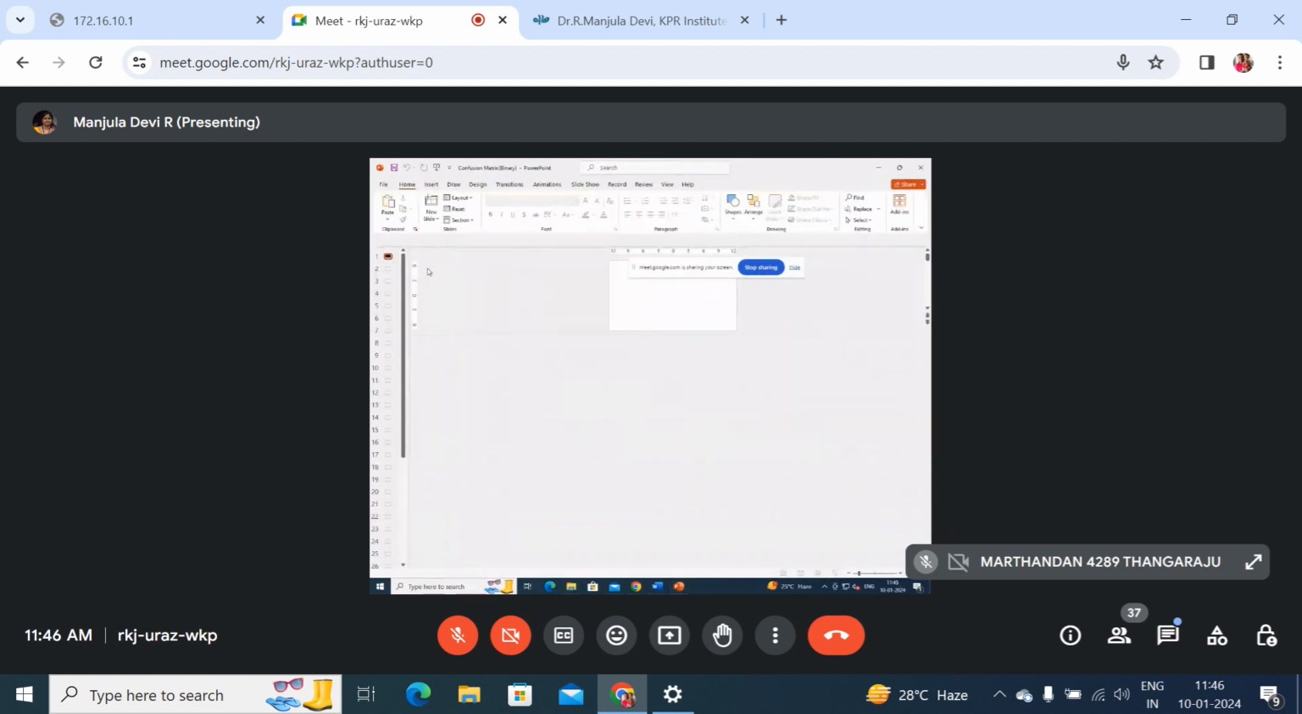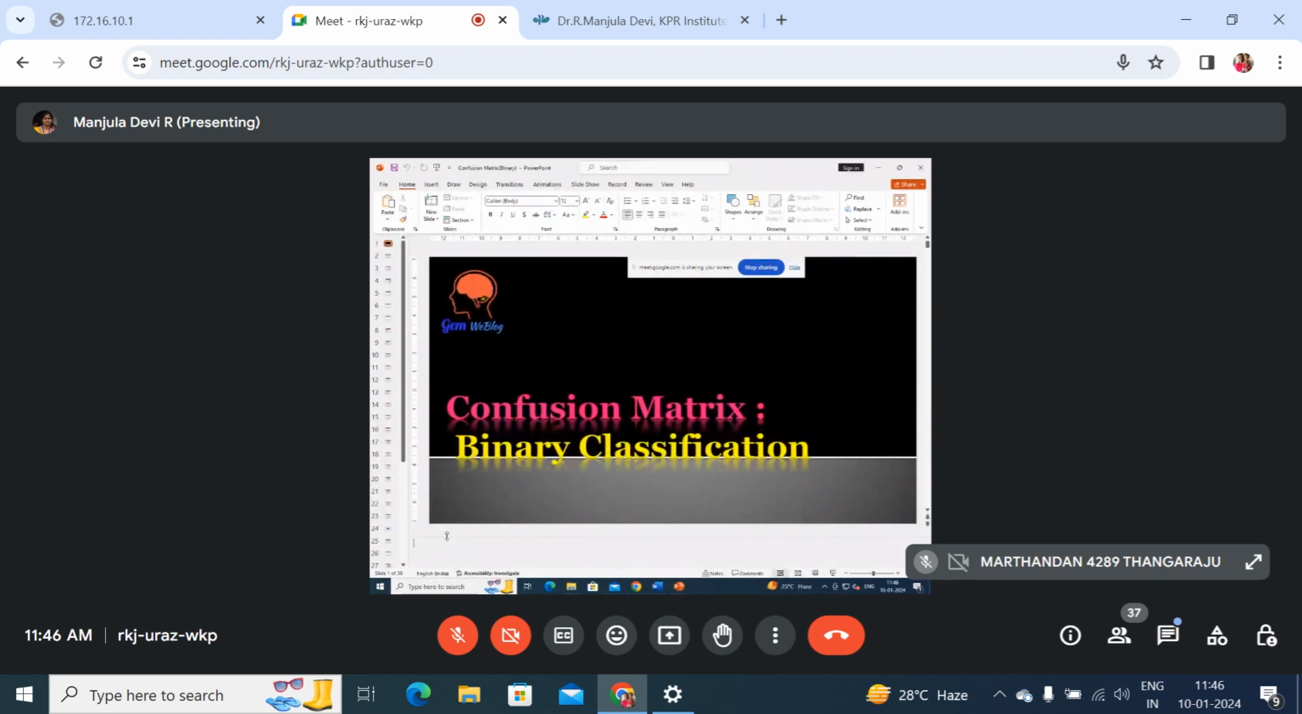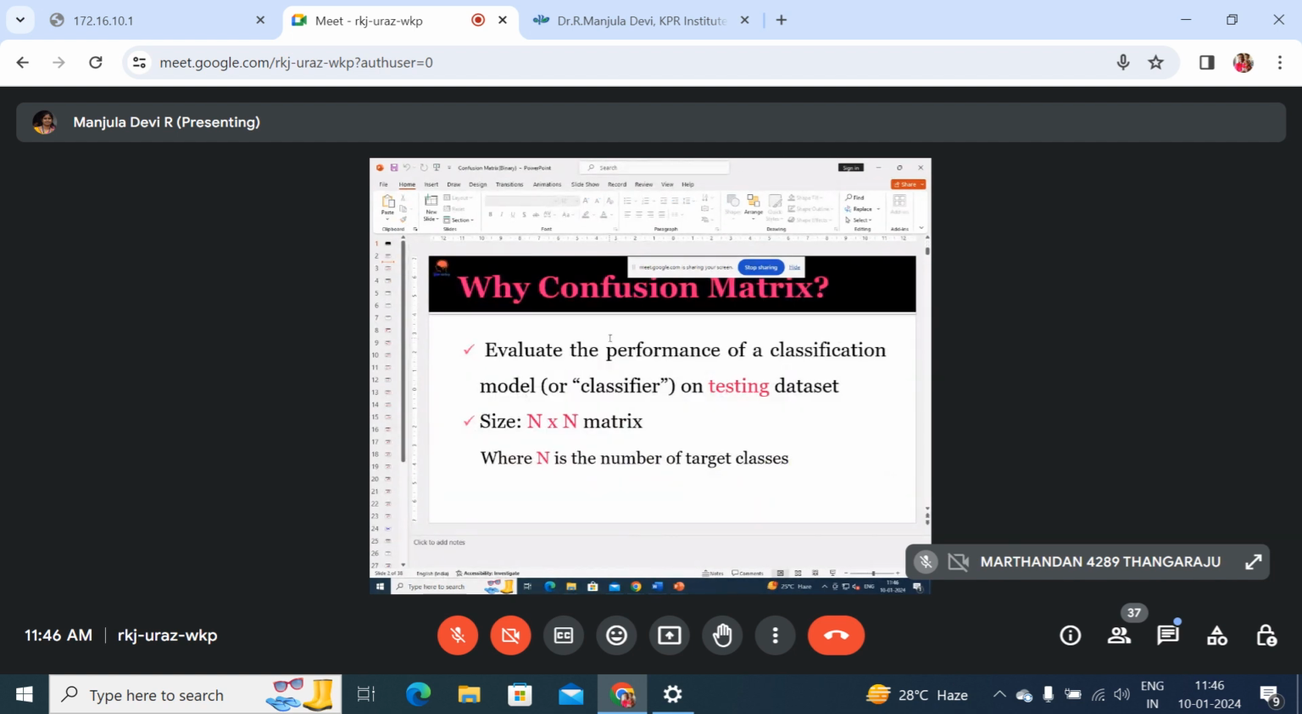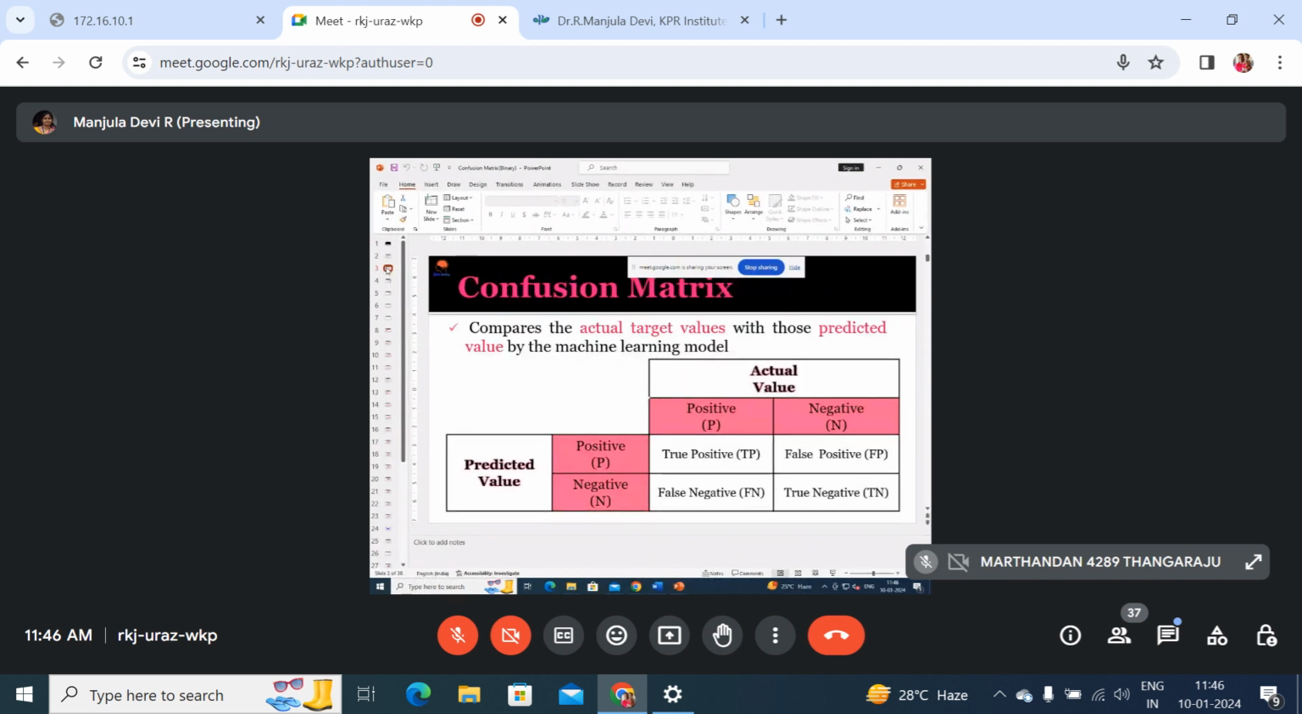So this is my binary classification problem. The confusion matrix is nothing but evaluating the performance of the classification model. First I will be dividing my data set into training and testing data sets. Using the training data set, I will be training the model. Once the system has been trained, I have to evaluate the model using the testing data set. So using the testing data set, I will be creating the confusion matrix for evaluating the performance.